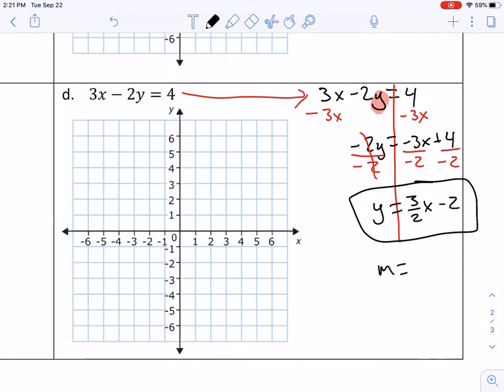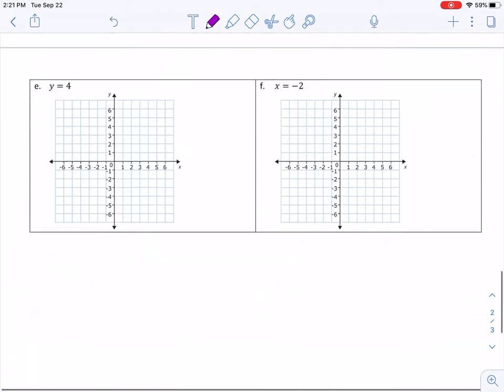So my m equals 3 over 2. My b equals -2. Once we have slope-intercept form, it's really fast. -2, and then I'm counting up 3, right 2. And making my line. Okay, 2 more things to point out.